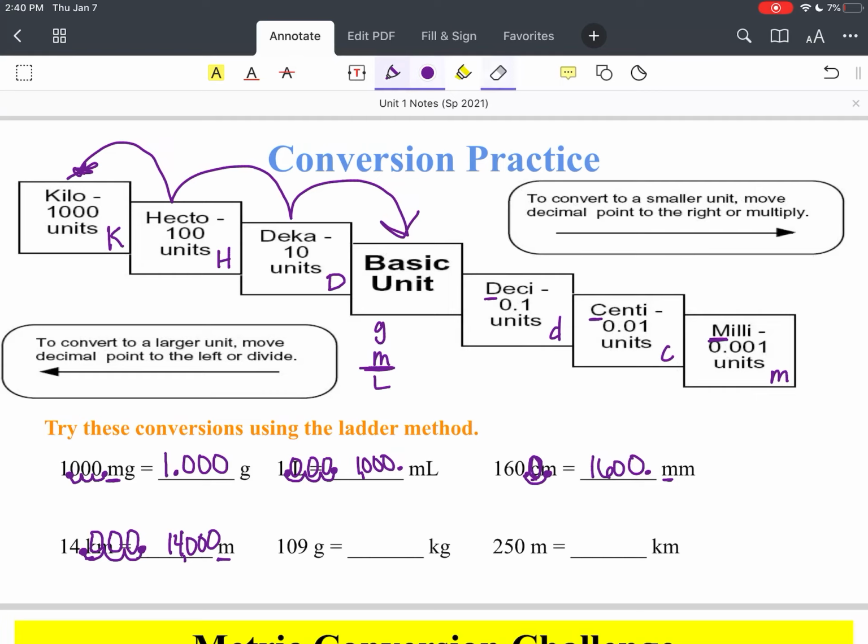Okay, let's look at the next one. I'm going from grams to kilograms. Remember, my decimal's always at the end. So I'm starting with grams. Here's grams. I'm going to kilo. So 1, 2, 3. 3 steps. So that means I'm going to move my decimal 3 steps to the left. 1, 2, 3. There's my new decimal. So my new number is 0.109.